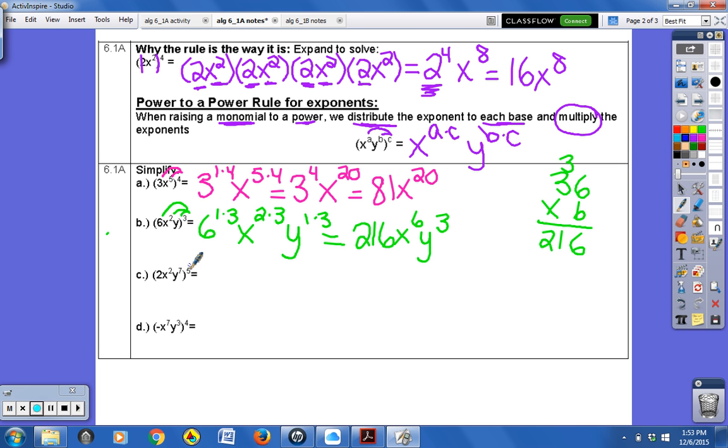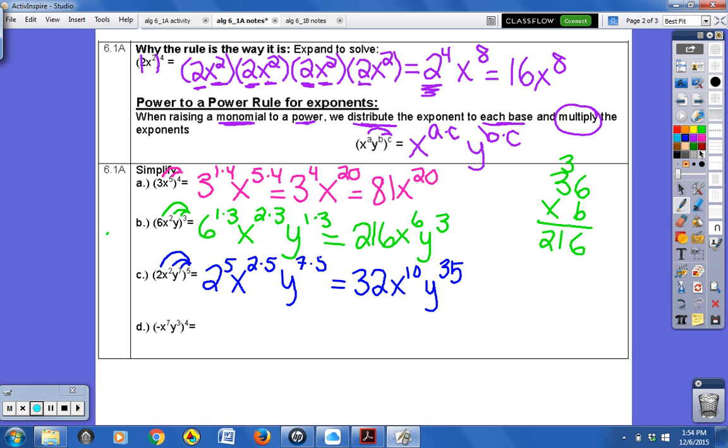We're going to distribute the 5 to the 2, to the x, and to the 7. So this becomes 2 to the 5th, x to the 2 times 5, y to the 7 times 5. So now we have to calculate 2 to the 5th. So let's see, 2 times 2 is 4, times 2 is 8, times 2 is 16, times 2 one more is 32. And this is x to the 10th and y to the 35th.